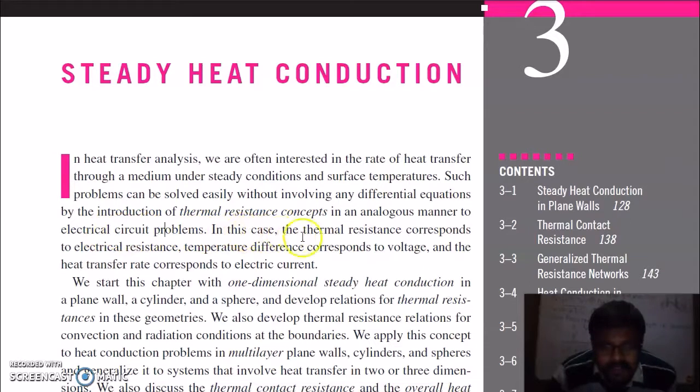In this case, thermal resistance corresponds to electrical resistance, temperature difference corresponds to voltage, and heat transfer rate corresponds to the electric current. Because due to the voltage difference there is a flow of current, the same way due to temperature difference there is a flow of heat.